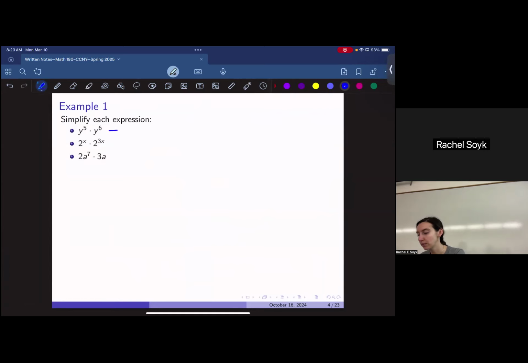The first one, add the exponents. What do we get? 5 plus 6 gives us 11. Right.